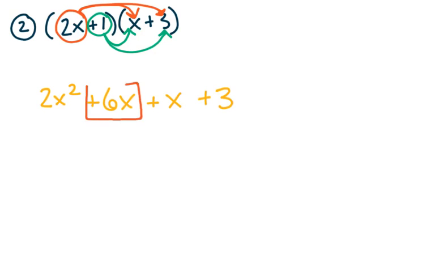Look to combine your like terms and write your answer always in standard form with the highest exponent first. So we get 2x squared plus 7x plus 3.